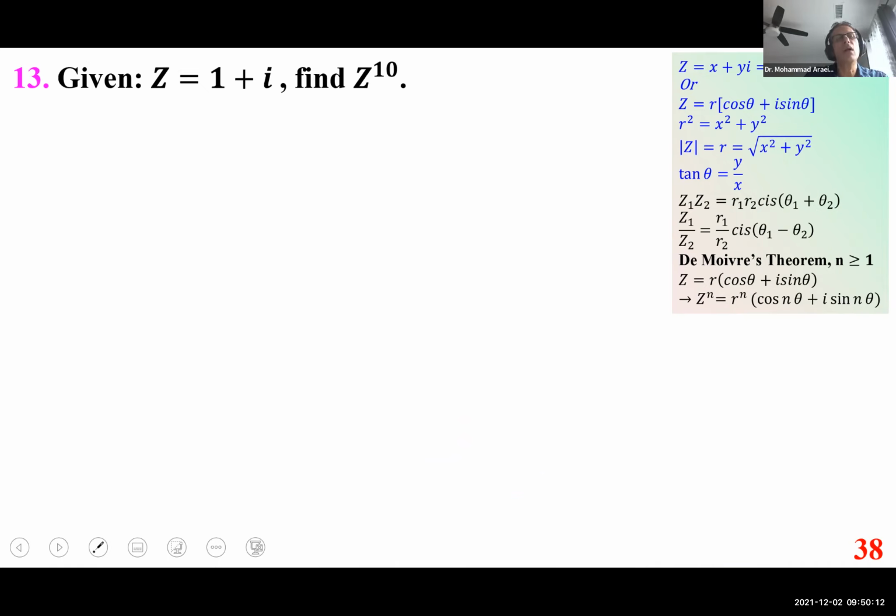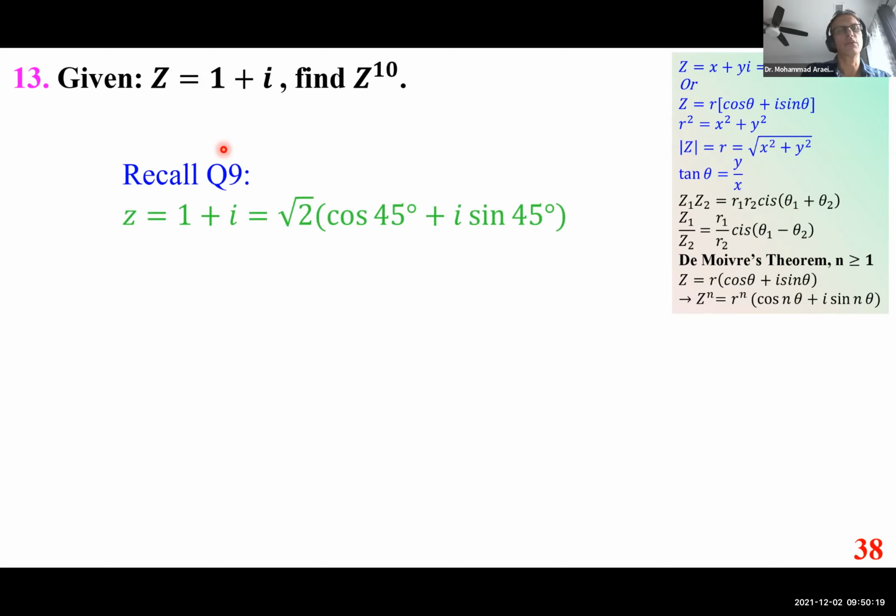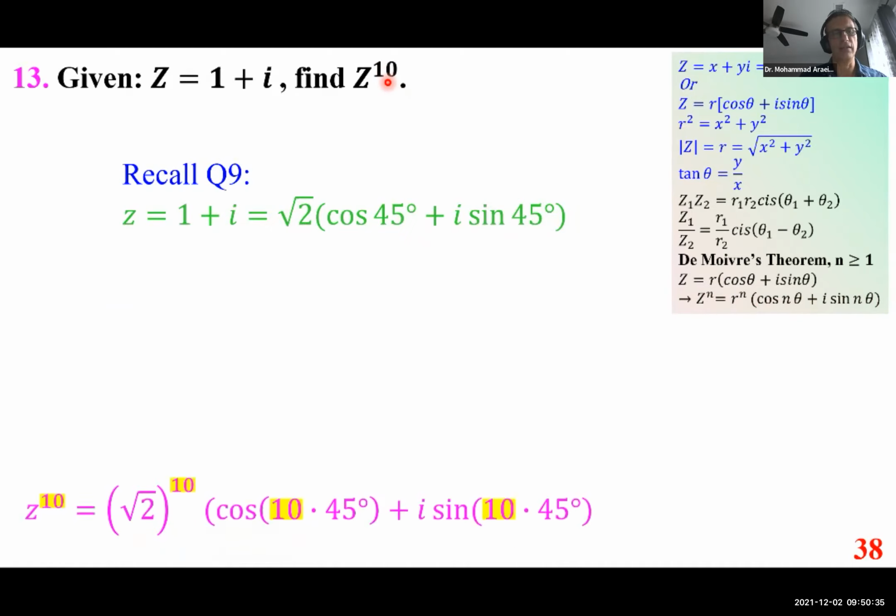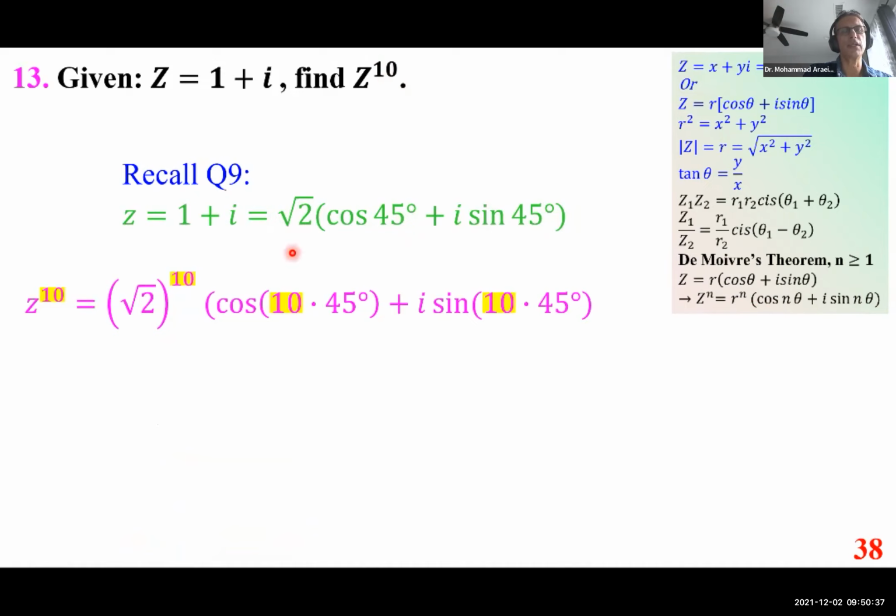Given z equals 1 plus i, find z to the power of 10. We had done this before. I hope you remember; you can go back to question number 9. We did this and we came up with square root of 2 times cosine 45 plus i sine 45. We already have done this, so I'm not going to repeat that. And we're going to follow this. n is 10, so z to the power of 10 means raise this to the power of 10 and multiply the angle by n, which is again 10.